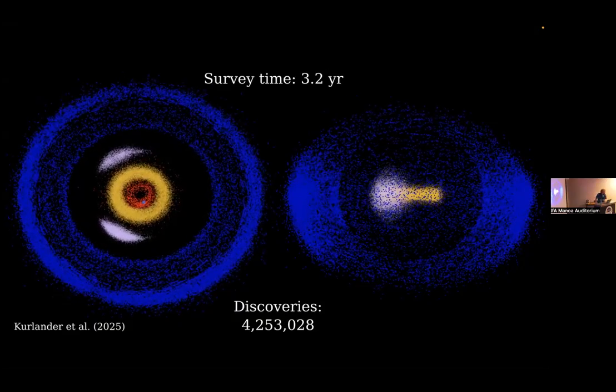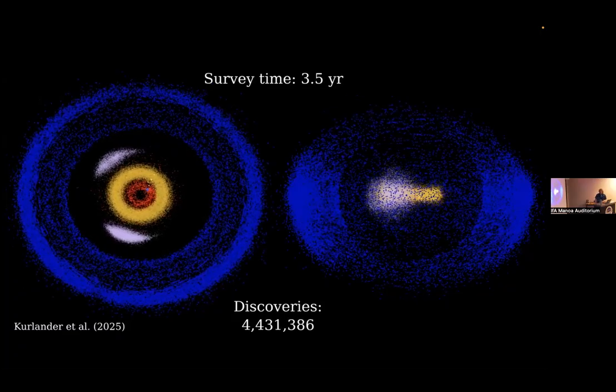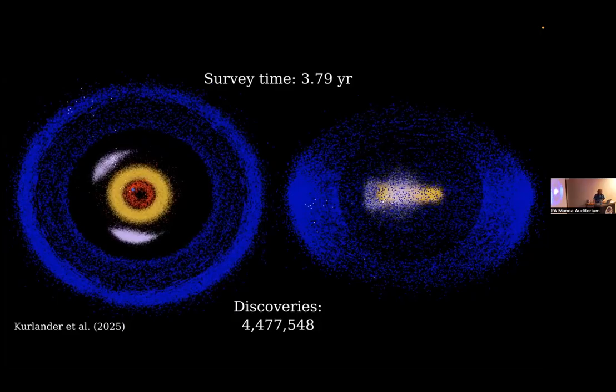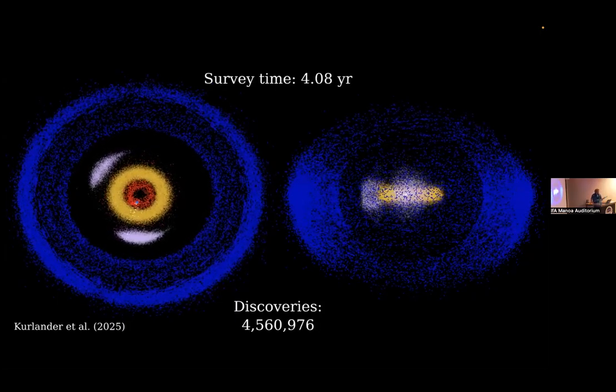So it's slowing down after the first couple of years. It's got all the low-hanging fruit. But it's still, after 5 years, or after 3.5 years, it's still discovering many new things each night. So that's exciting. We're going to discover a lot more solar system objects.